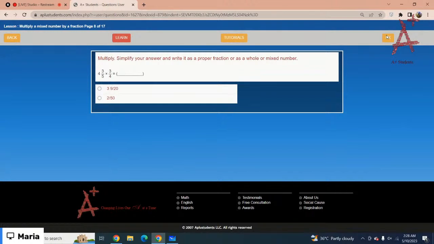Okay, the next one is 4 whole 3 by 5 times 3 over 4. So 5 times 4 is 20 and 20 plus 3 is 23 over 5. And 23 times 3 is 69 over 20. So 20 times 3 is 60 and 9 remainder. So it would be 3 whole 9 over 20. The correct option is 3 whole 9 over 20.